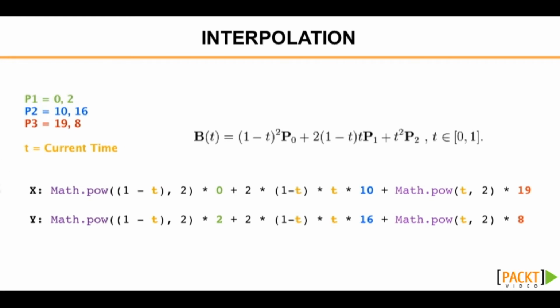So as you can see, we apply the same formula for the 2 points, or for actually any value that we want to use the formula with. So for example, for the x-axis, we do have 0 for the first point, 10 for the second, and 19 for the third. Same with the y-axis. We have 2 in the first point, 16 in the second point, and 8 in the third point. T is the current time. So that's how you apply the formula. This is actually a literal translation of this mathematical language to JavaScript.